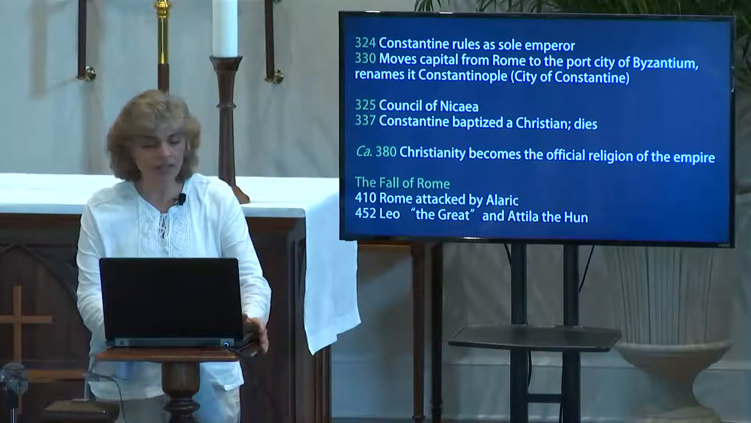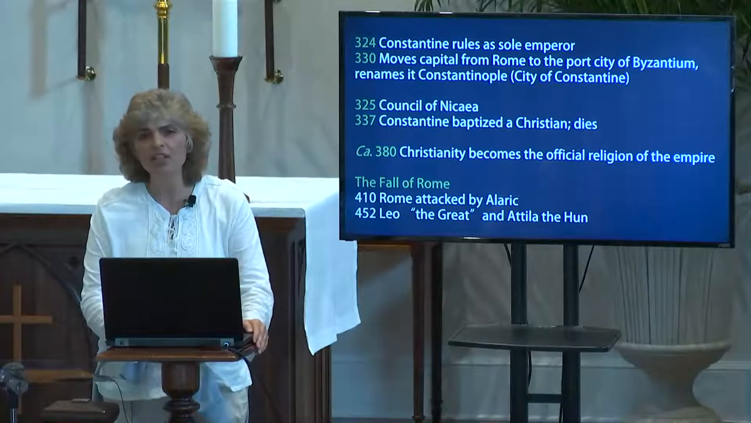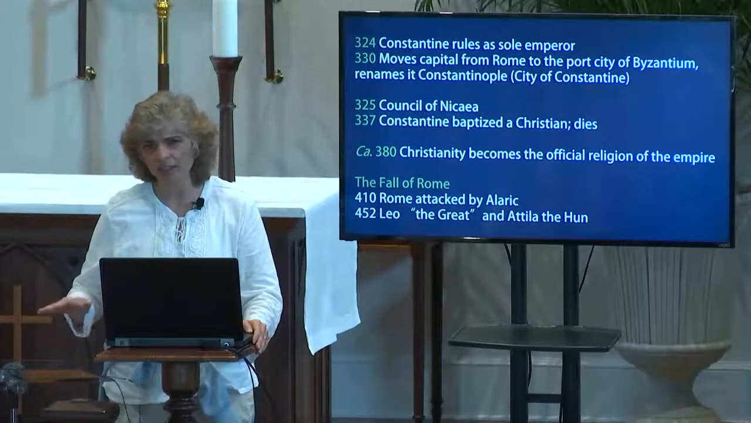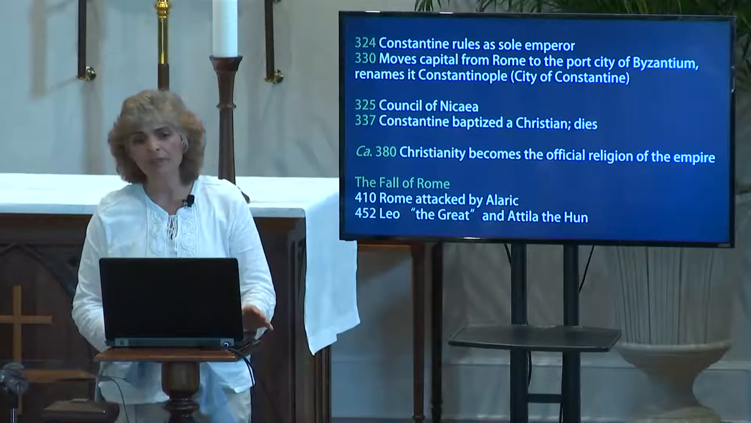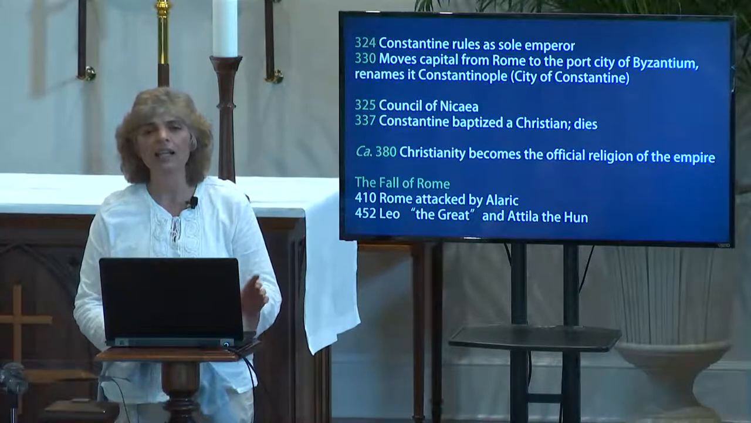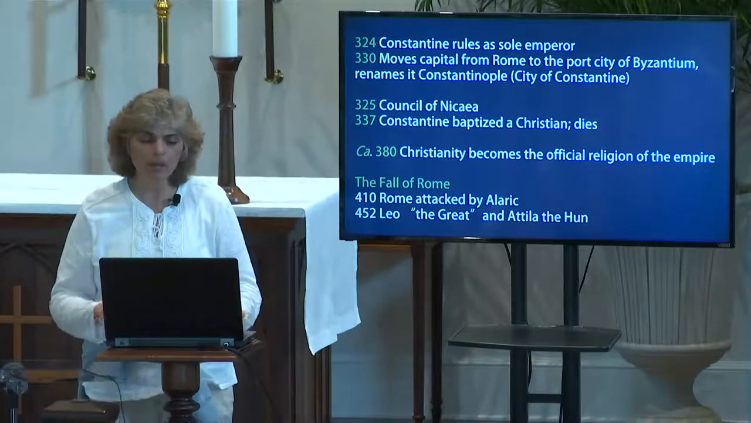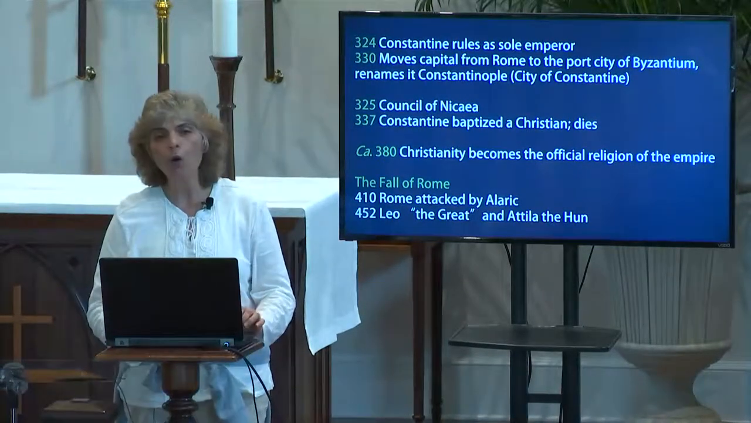Now, after Constantine dies, the next emperor that steps up is Theodosius. Now, Theodosius will preside in the imperial palace in Constantinople, and he will officially make Christianity the religion of the empire, and that happens around 380. Then we have to also realize we're going to be talking about the time period when Rome will fall.